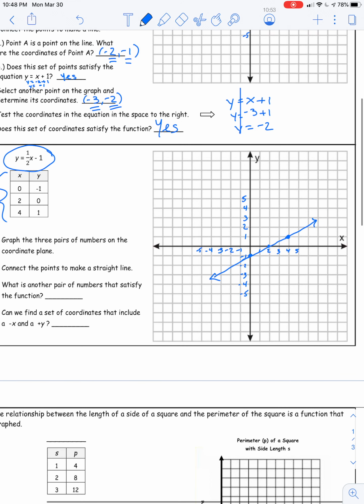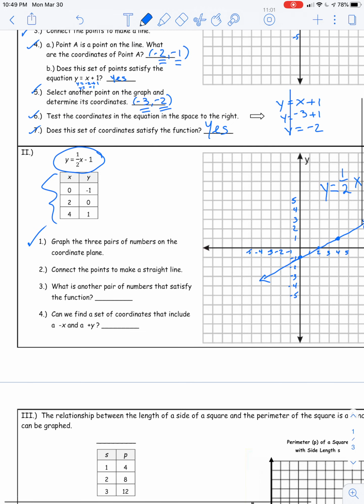Here we go. Don't forget to label in quadrant 1. This is the function we are graphing: y equals 1/2 x minus 1. Okay, so we've connected our points. What is another pair of numbers that satisfy the function?